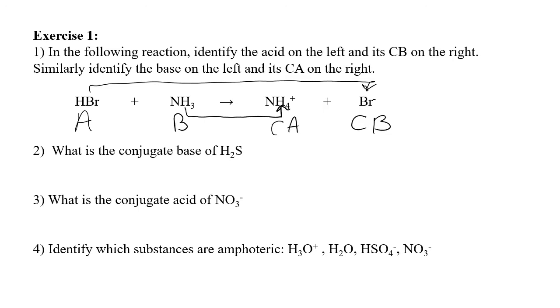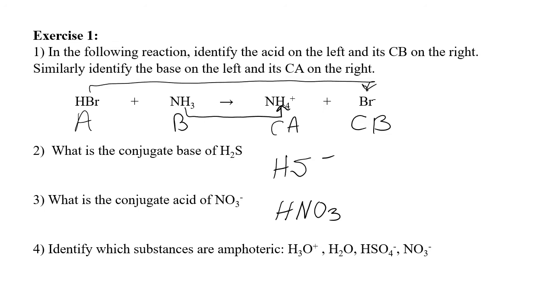For number 2, it asks, what is the conjugate base of H2S? Well, let's assume that H2S is the acid, and if a conjugate base and acid only differ by an H+, then the conjugate base would be HS-. See how I took away an H+? If we're asked number 3 for the conjugate acid of NO3-, then we are looking simply for its conjugate acid, HNO3. Notice how I've added an H+.